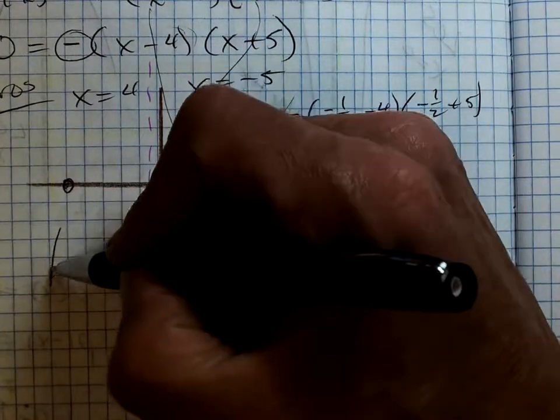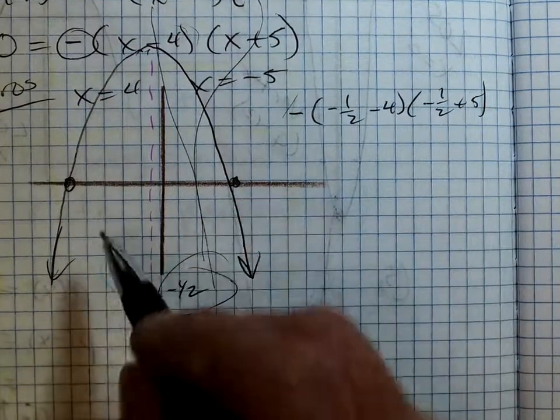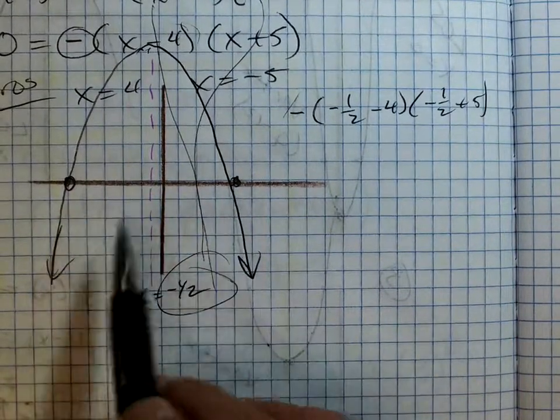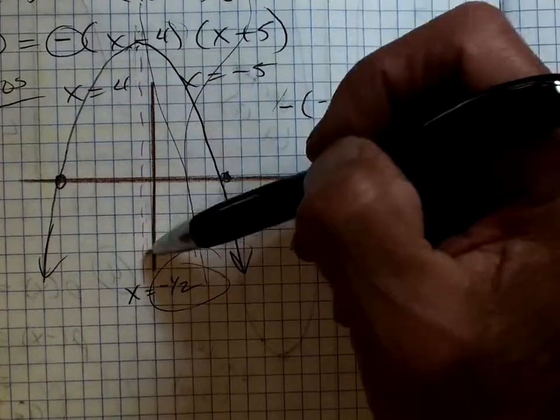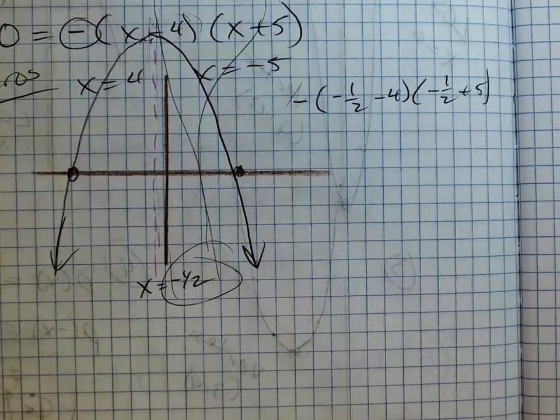So the best I can do is sketch in a graph that looks something like this. As long as you've got the correct x-intercepts, and you've got the vertex on the line of symmetry, I'll give it to you. You don't have to know the exact value of the vertex.